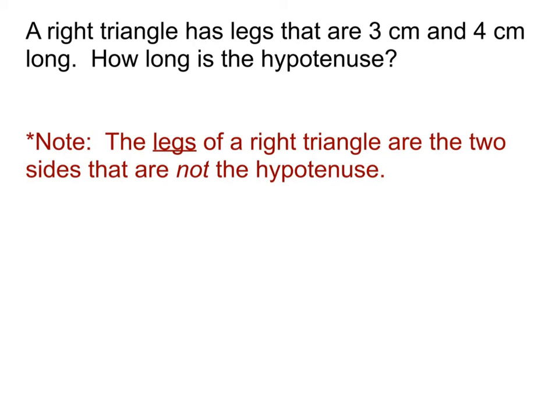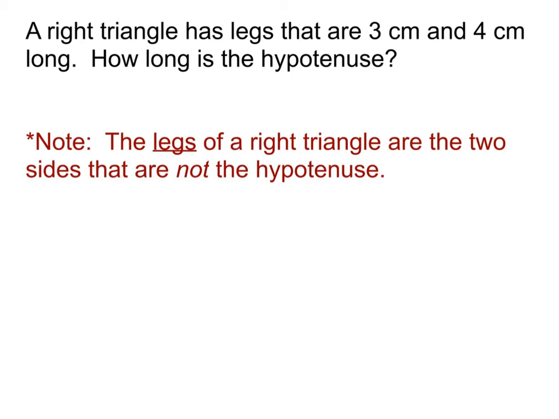So in this problem, we know that the legs of our triangle are 3 centimeters and 4 centimeters. Now, we haven't used that word yet, so just to be clear, when we talk about legs of a right triangle, they're the 2 sides that are not the hypotenuse. In other words, the adjacent and the opposite are both also called legs of the right triangle.